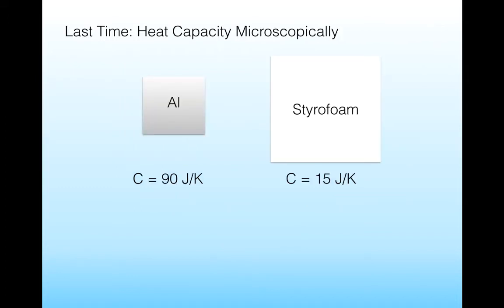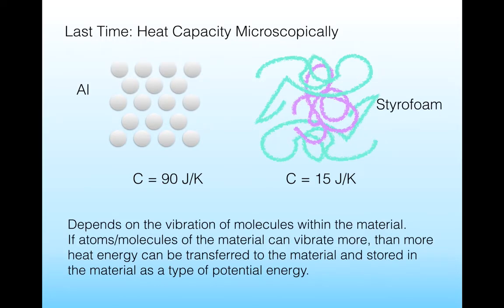So again, if we look a little bit closer at the molecules of the aluminum and the styrofoam, we can get an idea as to why you have different heat capacities. The aluminum has aluminum atoms that are arranged in a lattice, whereas styrofoam has styrofoam polymers. In this case, they're kind of plastic polymers that are entangled and enmeshed with one another. The aluminum atoms have more space to vibrate around, whereas the styrofoam molecules cannot, and they can't move very easily.